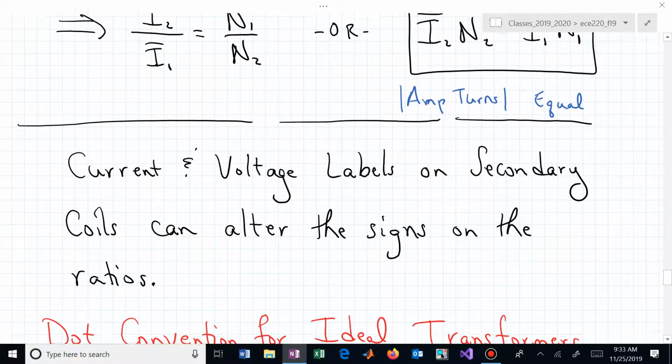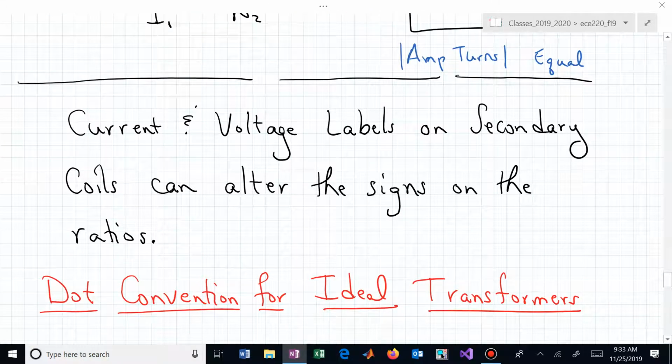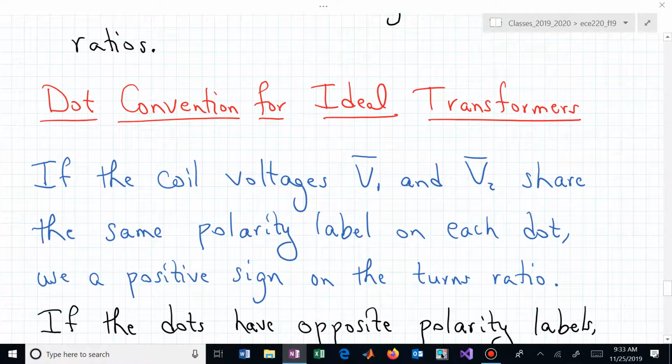And here is a very wordy way of trying to keep track of the signs, but hopefully it will make sense and it will be fairly clean. When we relate I1 to I2, we need to make certain we have the correct sign relative to that turns ratio. We know that the amp turns are equal. Now we want to know what's happening with the sign. So it's based on the dot convention.